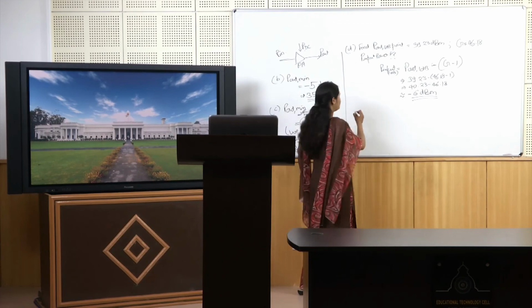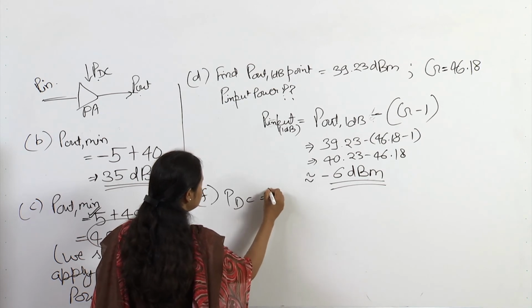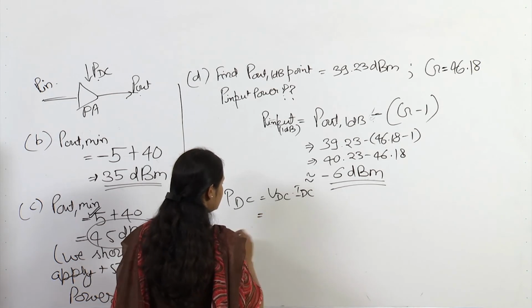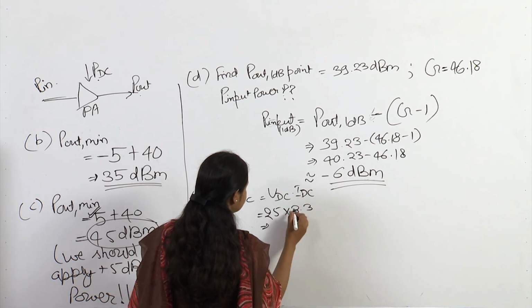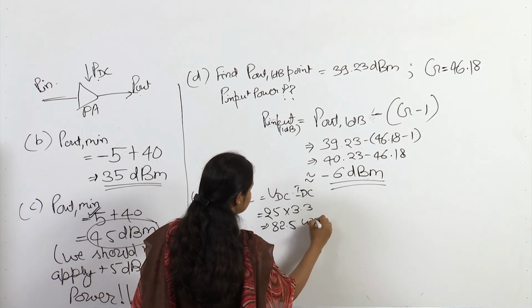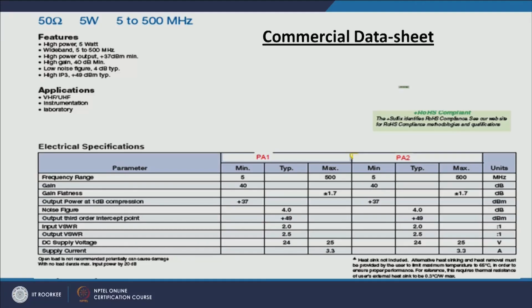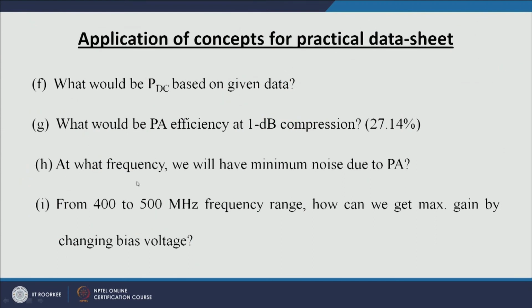So this is the next portion. PDC will be VDC into IDC, a simple calculation because it is DC power. So VDC was 25 and IDC was 3.3. From the calculation it is coming out to be 82.5 watt. Now what would be the PA efficiency at 1 dB compression?